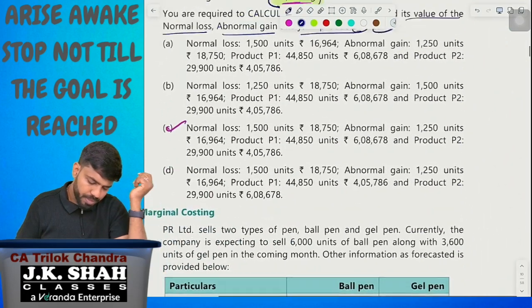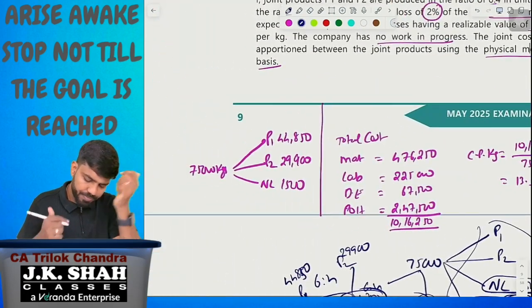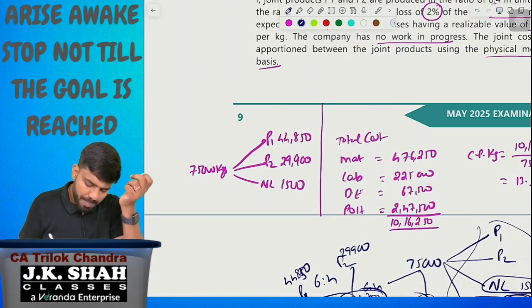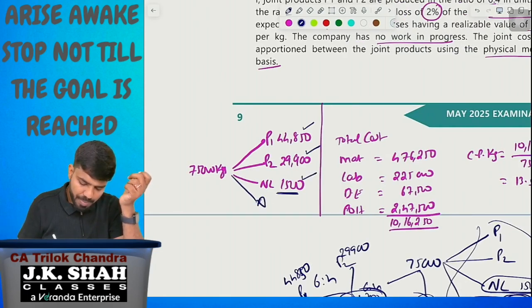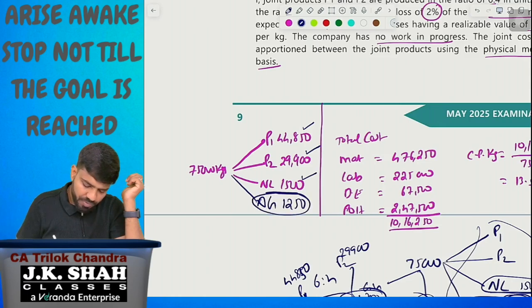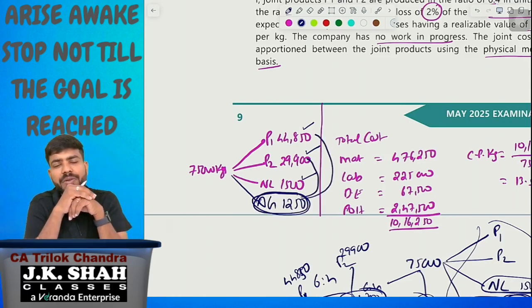Yeah, here it is. I have written it here. Now, normal loss is 1500, 44,850, 29,900, 1500 normal loss. Abnormal gain is 1250. But these 1250 units are sitting in the name of P1 and P2.